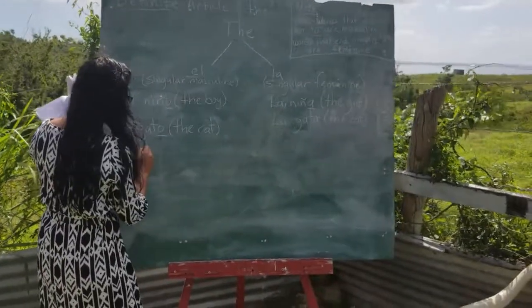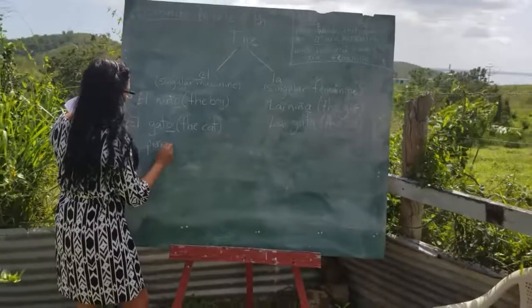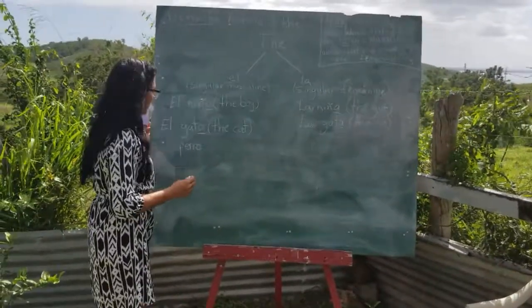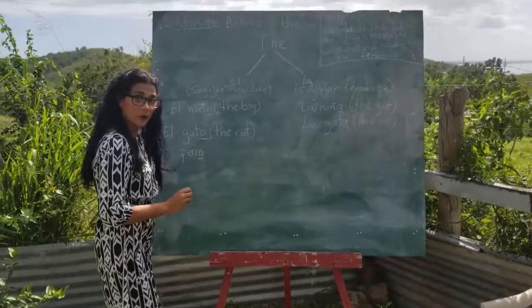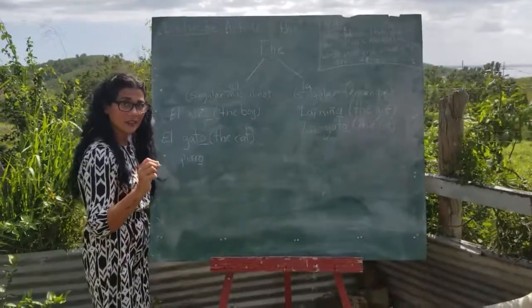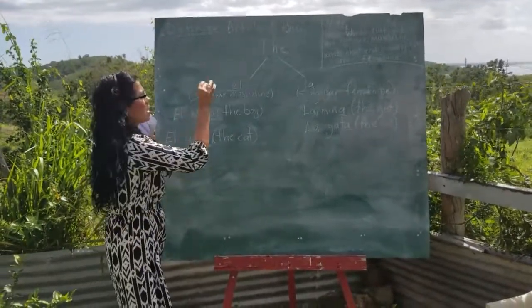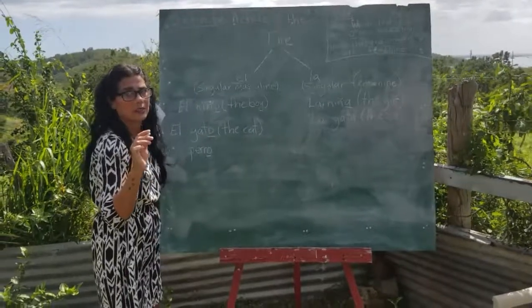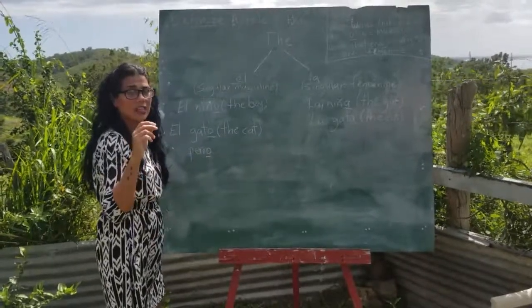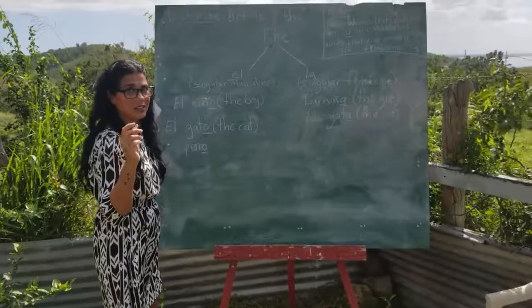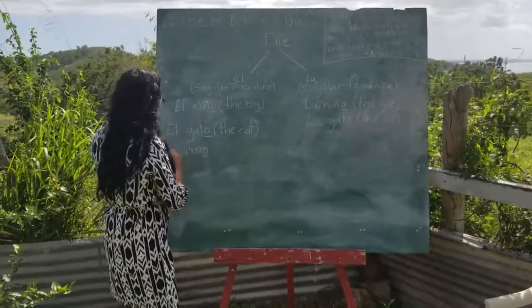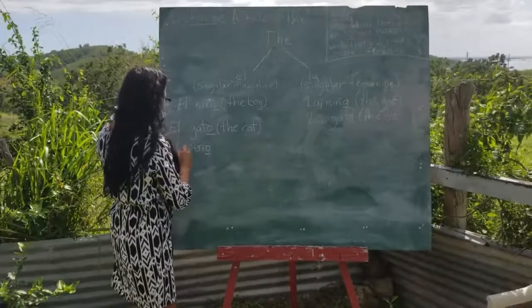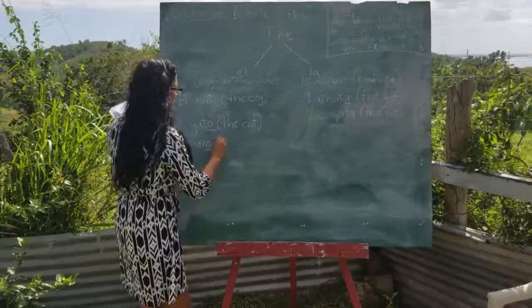Perro. This word, we look into it. Perro ends on an O. Therefore, it's masculine. And right now, we are just studying the singular masculine. Later on, we're going to study plural masculine and plural feminine. So, el perro. The dog.